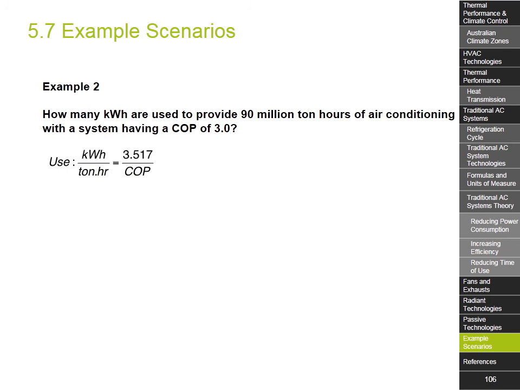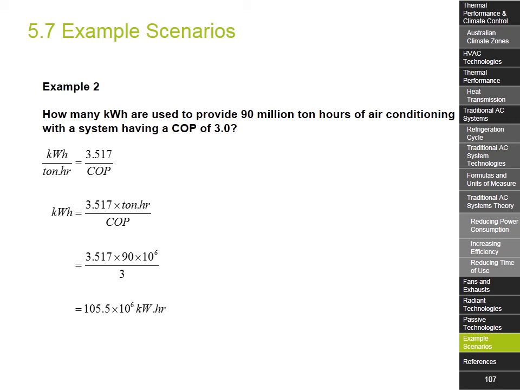Question number 2. How many kilowatt hours are used to provide 90 million ton hours of air conditioning with a system having a COP of 3.0? Use the equation kilowatt hour per ton hour is equal to 3.517 divided by COP.